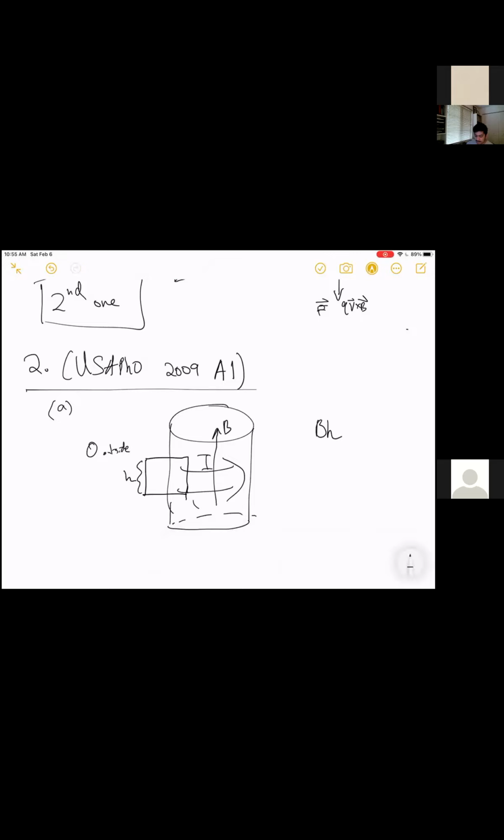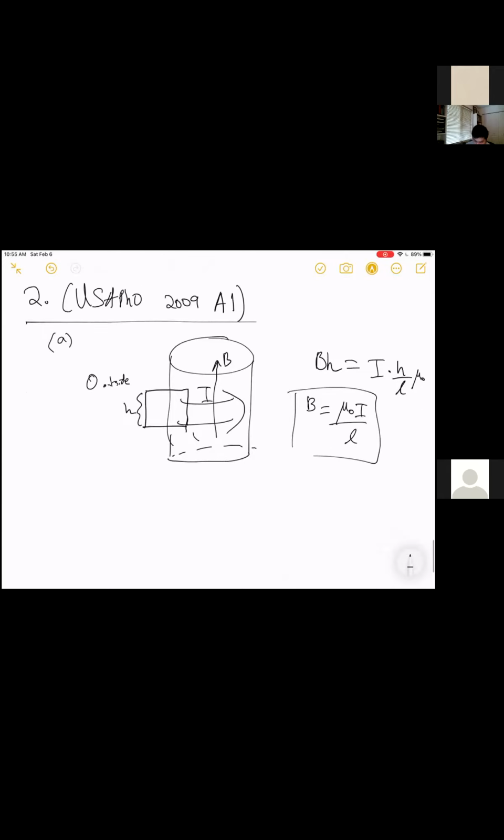So Bh is the integral of B dot dl. And the current through the loop, if you think about it, is I times h over l, because the current I is distributed over the entire length l. So Bh equals mu naught I h over l, so B is just mu naught I over l. That's the answer to part A. Just a simple solenoid calculation.